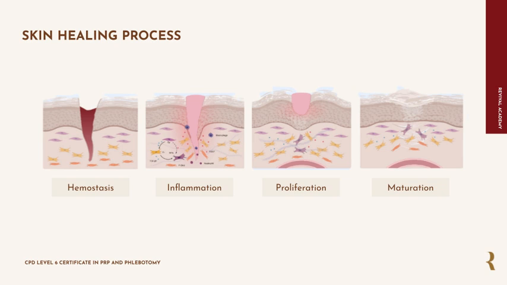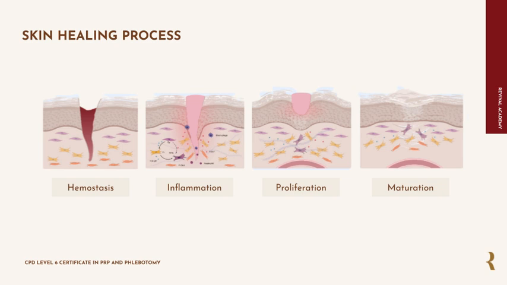Then you have the proliferation. This is where you normally see where you cut, it has kind of got a scab on top. This is during the process when you have actually started to produce new skin cells, and it's not inflamed anymore. It's not red and really painful, but it's not ready to get the scab off completely. And then you have the final stage, which is maturation.